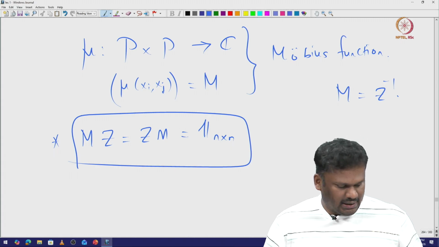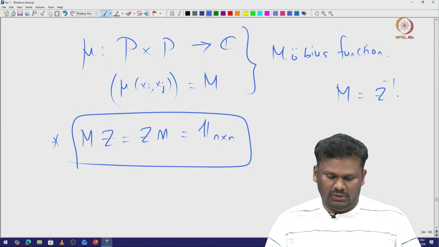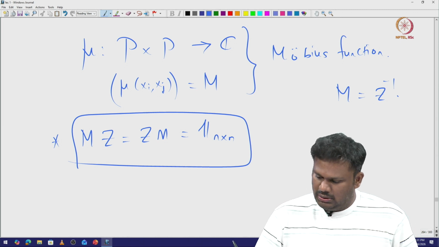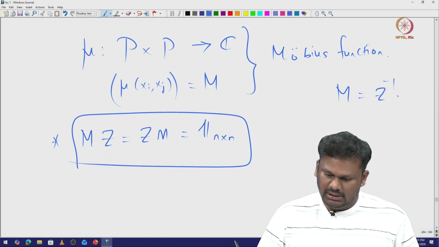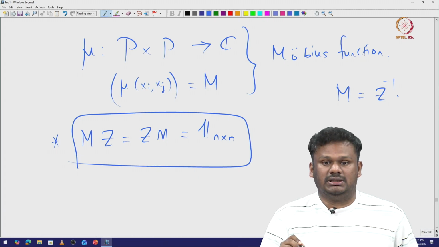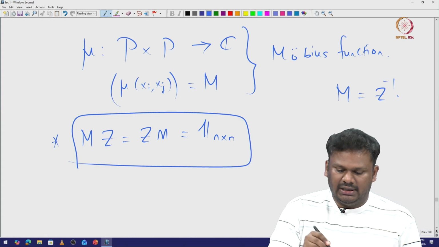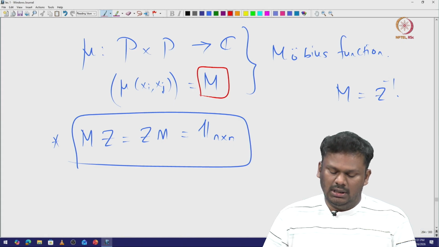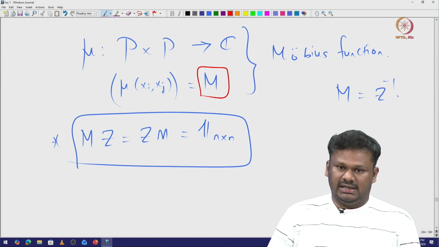I will state it again, and then we will just work out the defining relation. So, first let us try to understand what kind of function this Möbius function is.